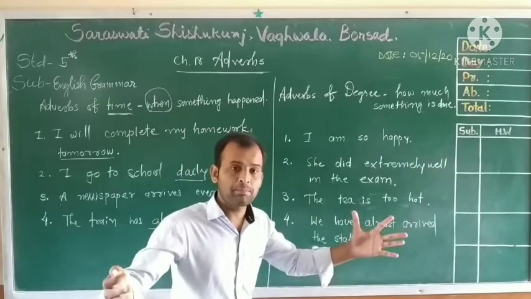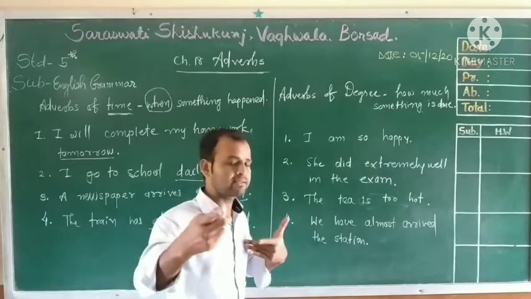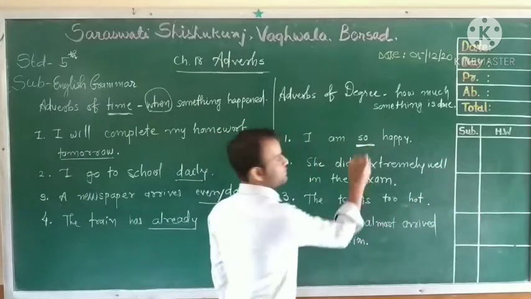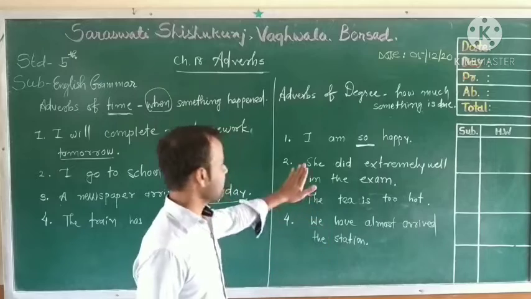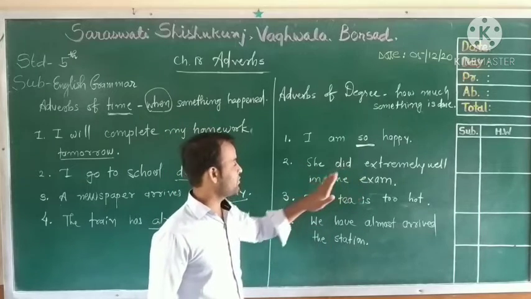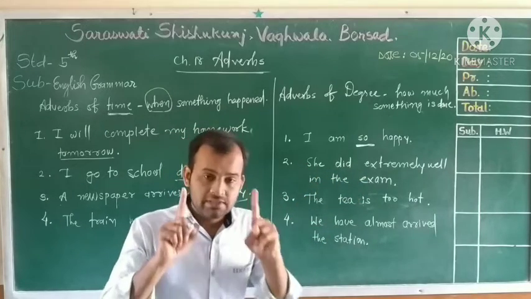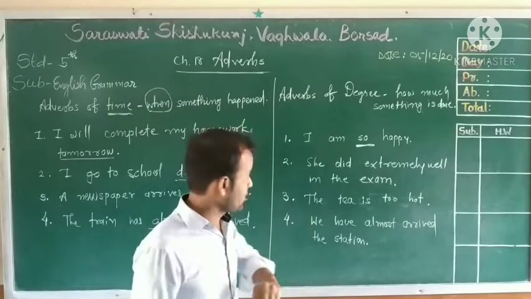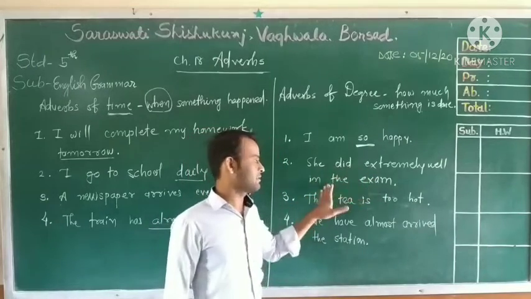Here you can say, I am so happy. How much happy am I? What answer will you get? I am so happy. So your "so" is an adverb of degree. Next, she did extremely well in the exam. My dear students, here you will get two adverbs in the statement.